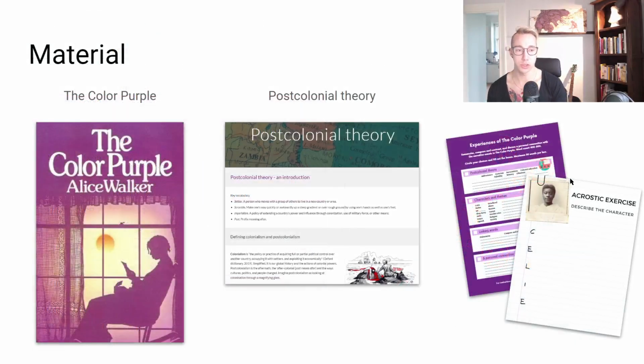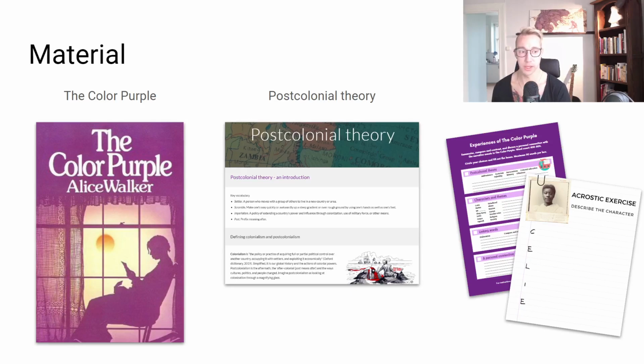And as a student, what kind of material is needed are mainly these things right here. You will need to have The Color Purple. You will be able to borrow that from the library. You can lend it from the librarians over there. They are very much well aware of what's happening in our class. You can also read more about postcolonial theory on my website. So if you go to the experiences of The Color Purple, there is a chapter called Postcolonial Theory.